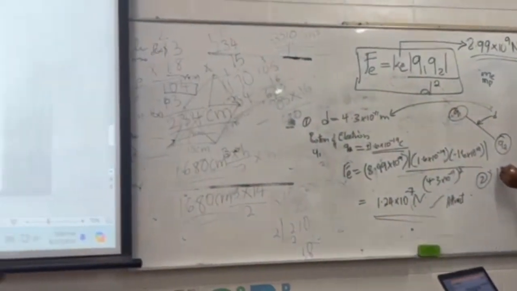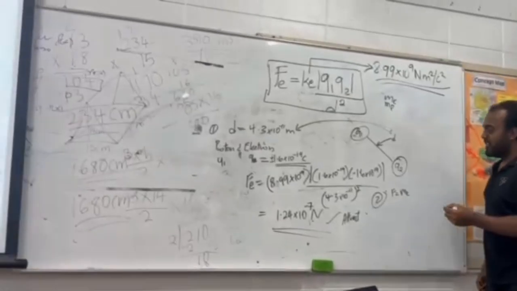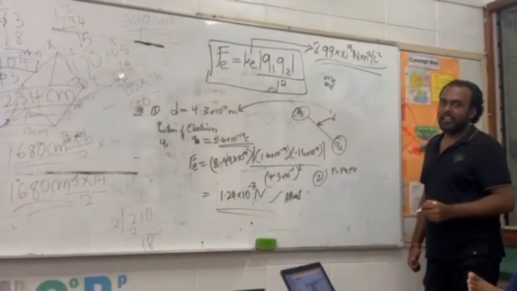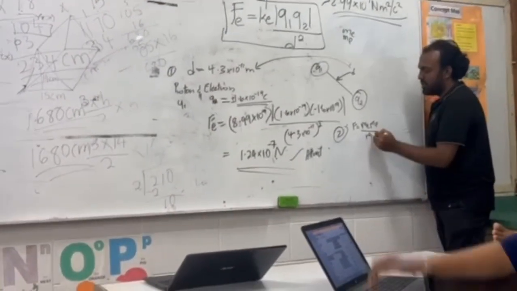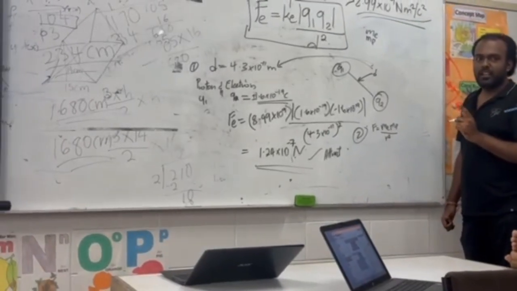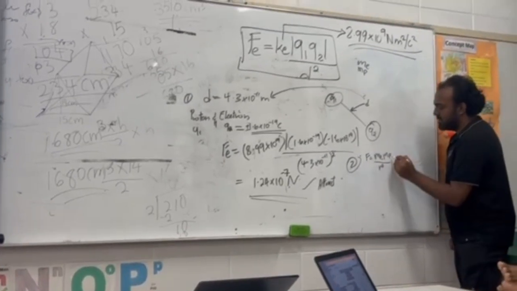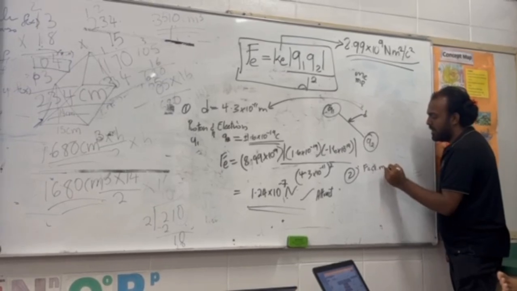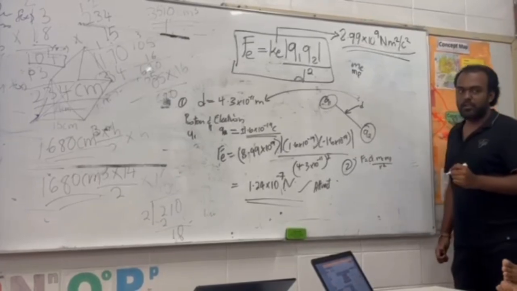Force equals mass of electron, M_e, mass of proton, M_p, divided by distance squared, r squared. Are you missing something? I think she missed the gravitational constant. That's G, right? Yeah. Okay, so G times M_e times M_p over r squared. Now am I correct? Yes, sir.